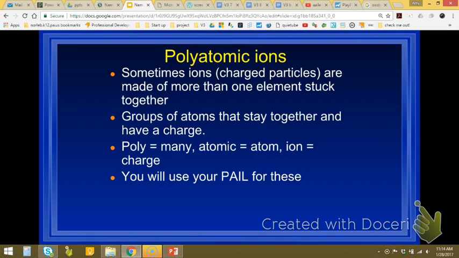And I always call this the PAIL, the Polyatomic Ion List. You'll use this list to know what the charge is so you can learn how to name the compound that has this polyatomic ion in it.